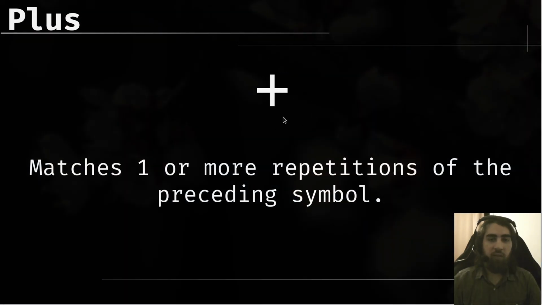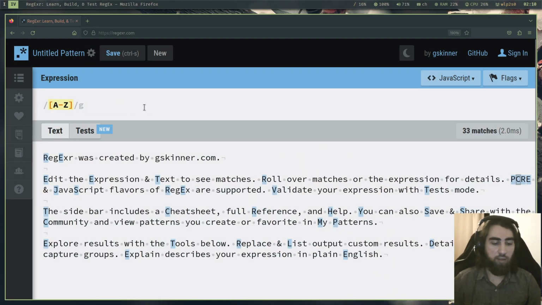Now the plus is actually very similar to the star, but the plus matches 1 or more repetitions of the preceding symbol. So this matches 0 or more, and this matches 1 or more. So again, this will be the same thing. As you can see, we match 1 or more.